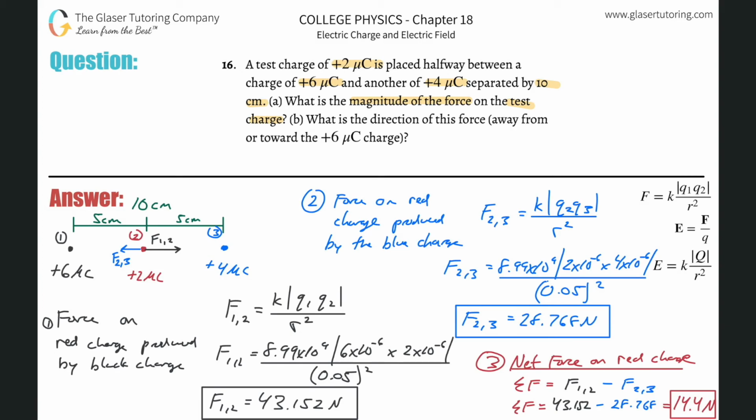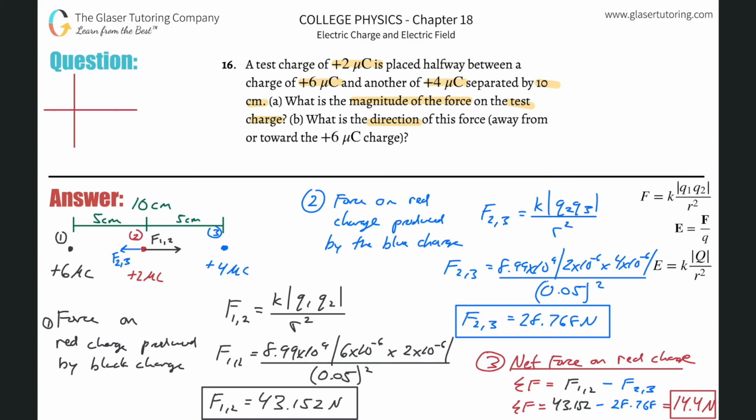All right, and then letter B. What is the direction of this force? Is it away or toward the positive 6? Well, we already know this, right? It is away. The net force here is pointing away, right? If I had to take these two vectors, I had my coordinate system here. Let me do it in red.